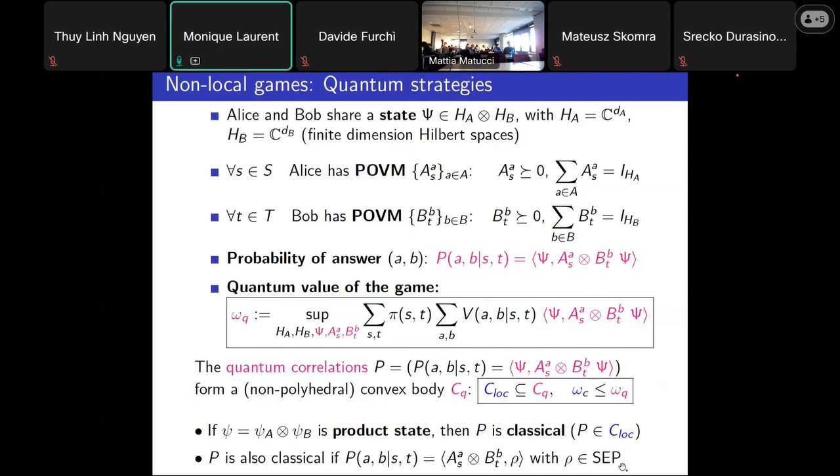So if psi is a product state, then we get a classical correlation, so nothing new. But if psi is not a product state, then it is always possible to create non-classical quantum correlation. So it is possible to find A's and B's that give quantum correlation.